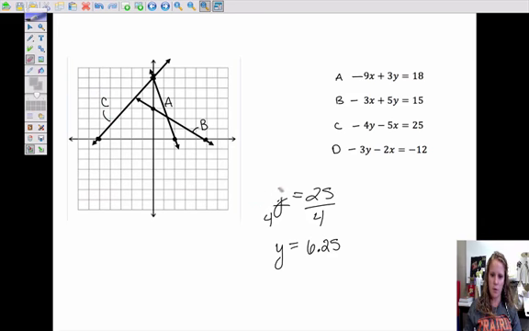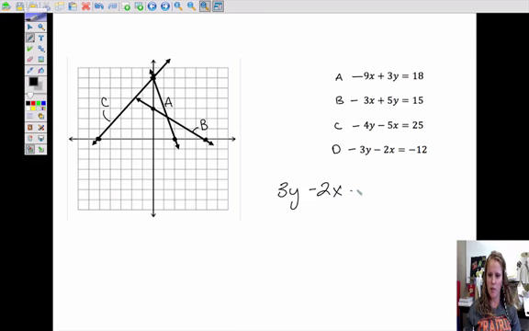All right, one more example. We'll work on line D here. We have 3y minus 2x equals a negative 12. Okay, if y is 0, then 3 times 0 is 0. We're going to divide by a negative 2, divide by a negative 2. Negative divided by a negative is a positive, and x equals 6. So our x-intercept is 2, 4, 6 right here.